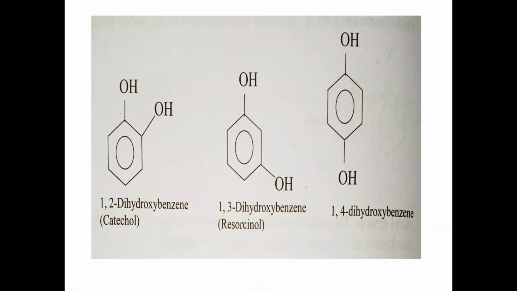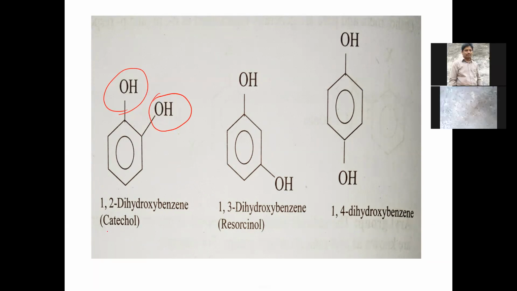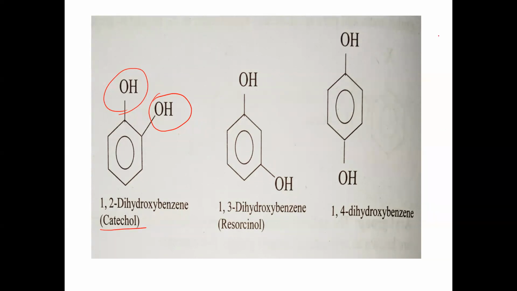Next one. Here, there are two OH groups on the benzene ring. The benzene nucleus bears two hydroxy groups. That's why it is called catechol. If you take this as the first carbon, this will be the second carbon. Anyhow, we get 1,2-dihydroxy, that is 1,2-dihydroxybenzene, which is called catechol.